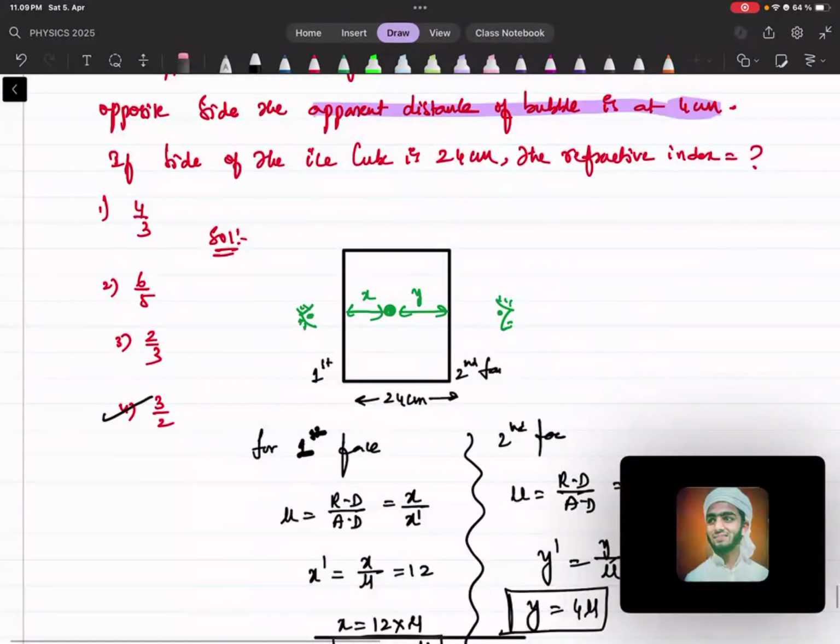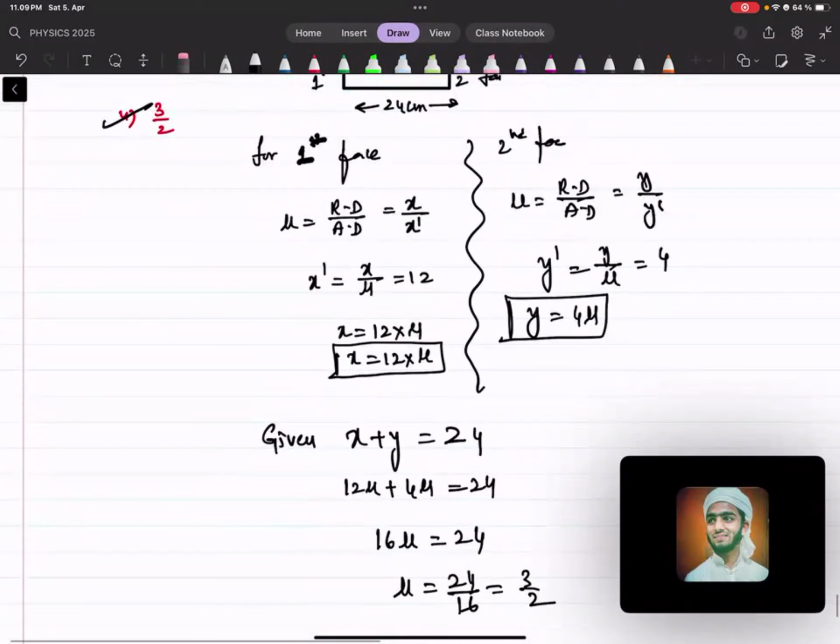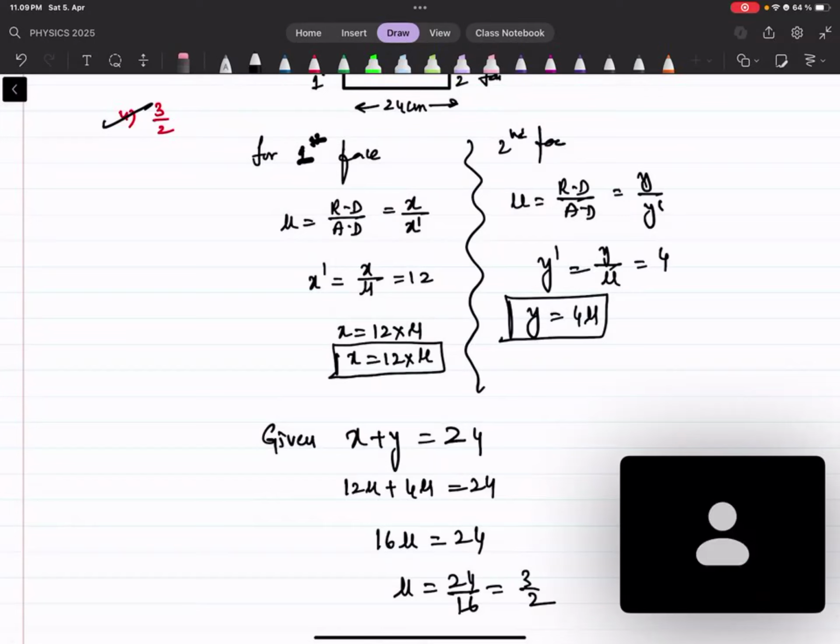Clear? As I'm doing neatly, that is the reason it is taking time, beta. Otherwise, if I need to do it literally in 1 minute, we can solve such type of questions easily. Got it? Yes, sir. Yes. Sure.